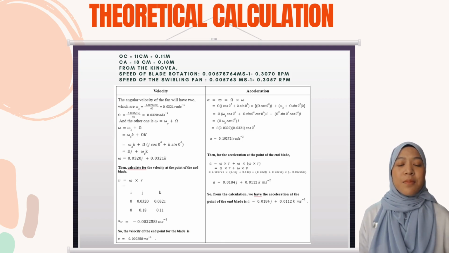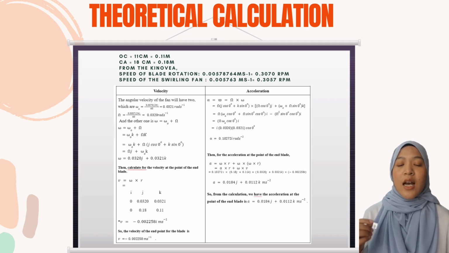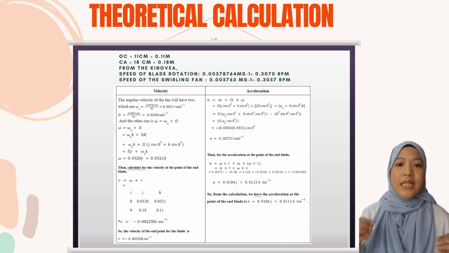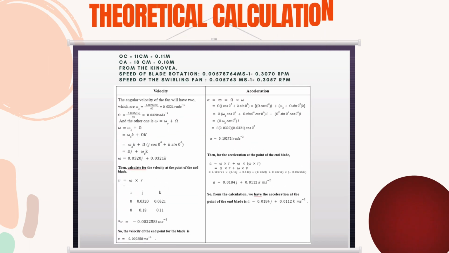Then we calculate the velocity by multiplying the angular velocity with the radius. And after the calculation, we get the velocity of the rotation blade as negative 0.002258 meter per second.